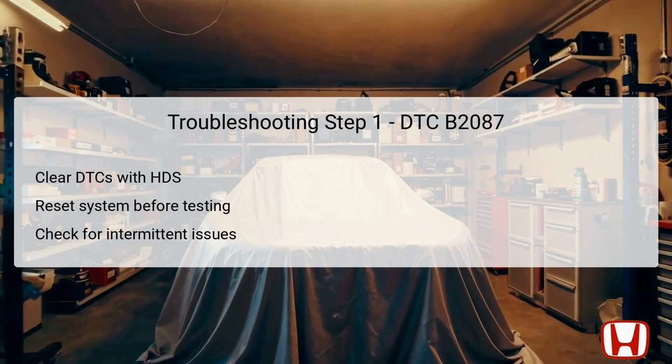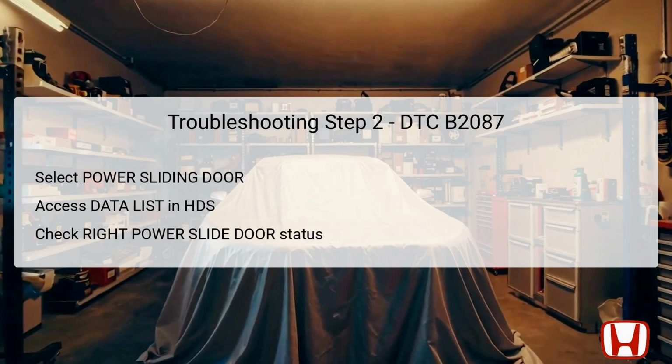Once reset, turn the power sliding door main switch on and close the right power sliding door. After this, open the door using the power sliding door switch. Using the HDS again, check for any stored DTCs. If DTC B2087 appears, it confirms that the issue persists and requires further investigation. If the code does not reappear, it may indicate an intermittent failure, suggesting that connections may be loose or there are poor wiring conditions warranting a visual inspection.